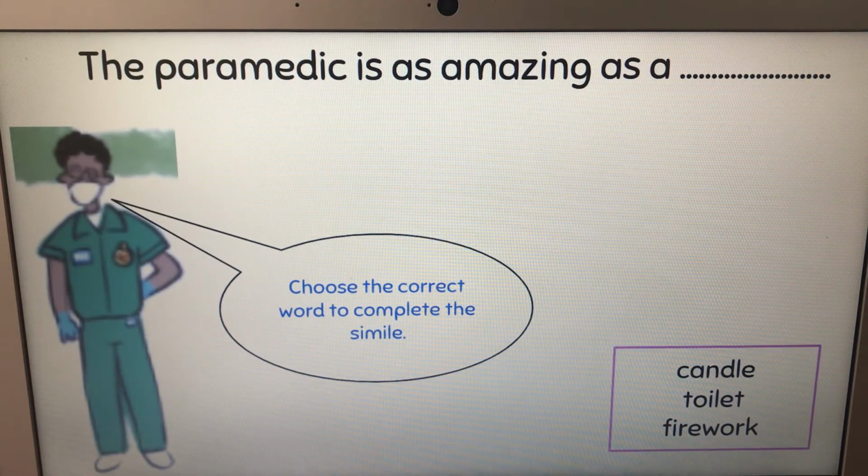Well done. It was, of course, hare. And the last one, the paramedic is as amazing as a candle. The paramedic is as amazing as a toilet. Interesting. And the paramedic is as amazing as a firework. Which one do you think finishes that simile?